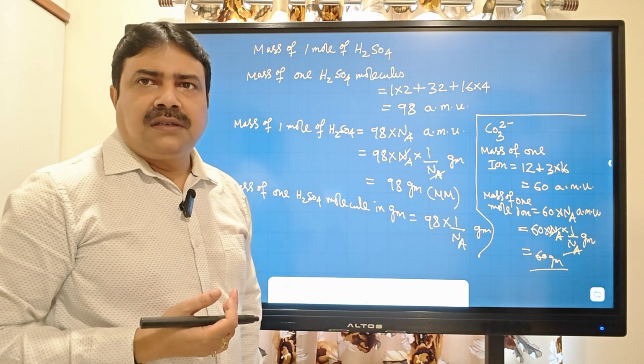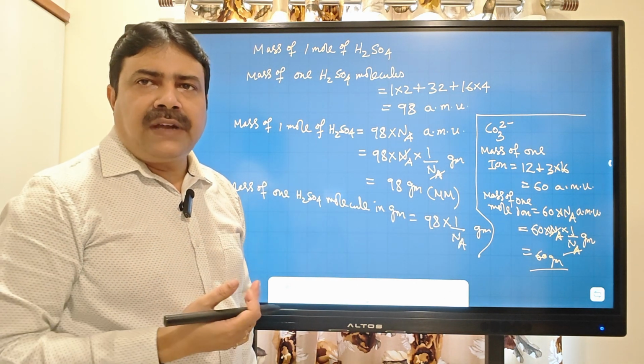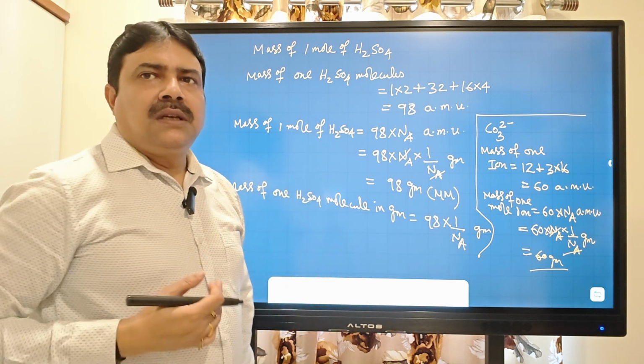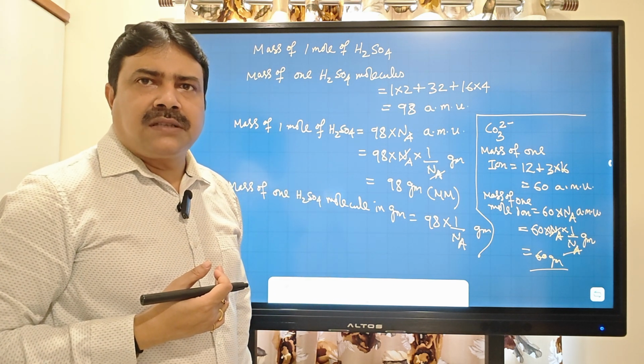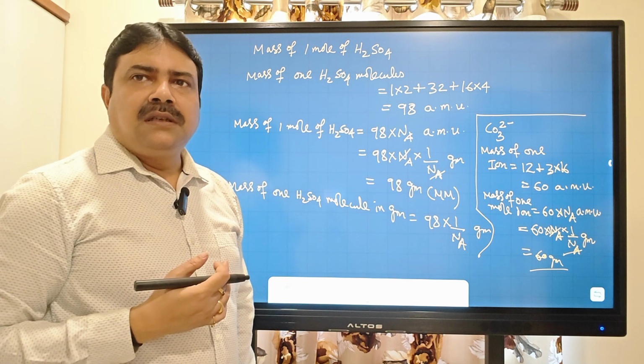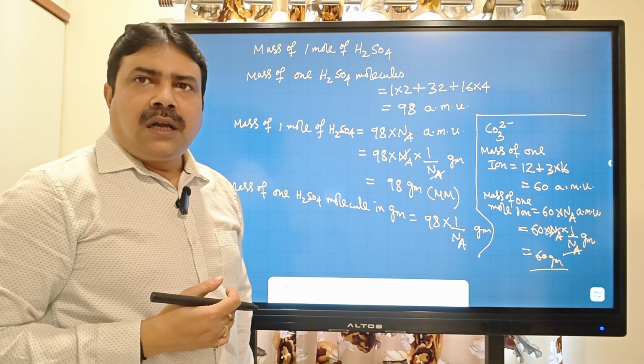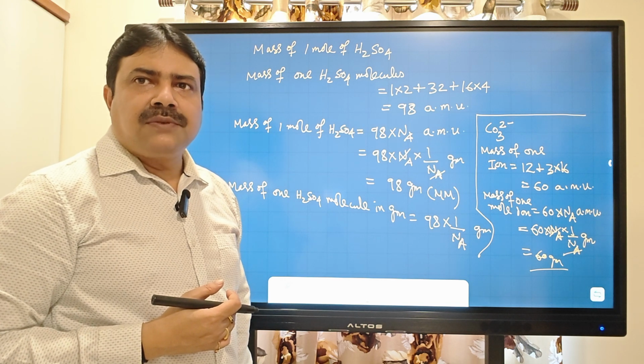So we discussed molar mass in the case of atoms, molecules, and ions. Now let us discuss one problem based on this, then we will go to how to find the number of moles in terms of volume.